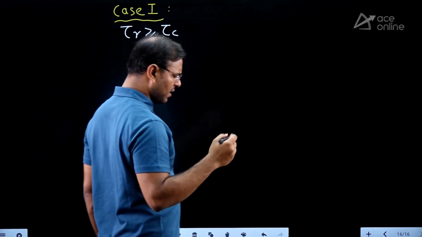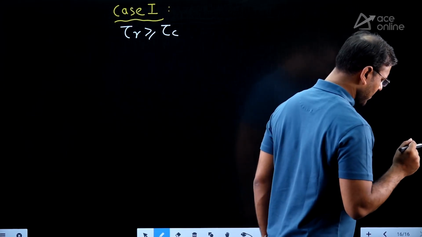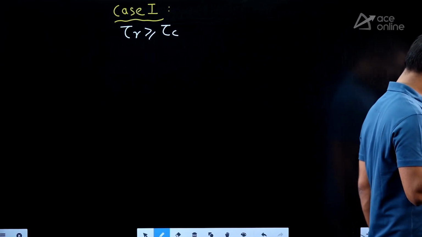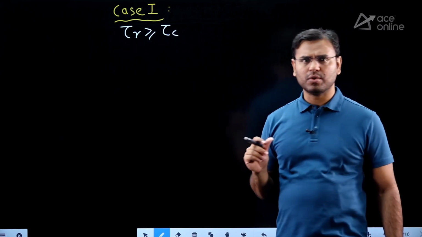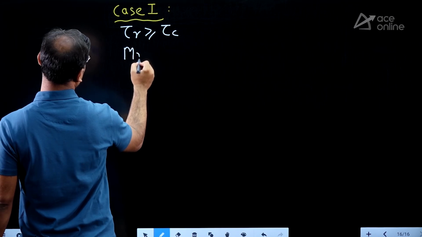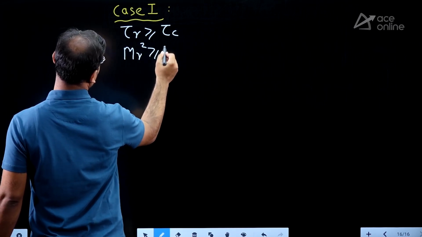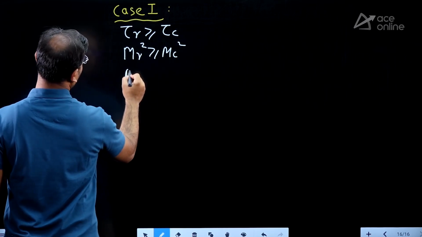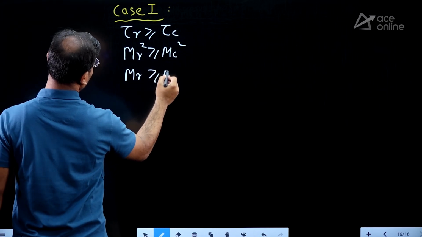What is meant by tau r? The solidification time of molten metal in the riser must be greater than or equal to the solidification time of molten metal in the casting, that you know already. Therefore, we are writing here that Mr square must be greater than or equal to Mc square. Therefore, Mr must be greater than or equal to Mc.